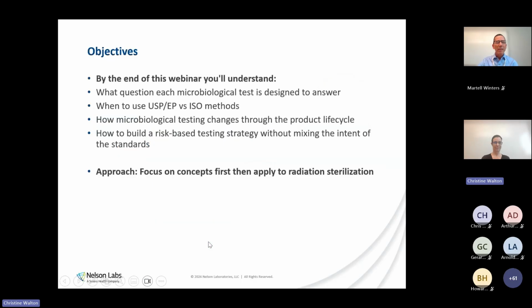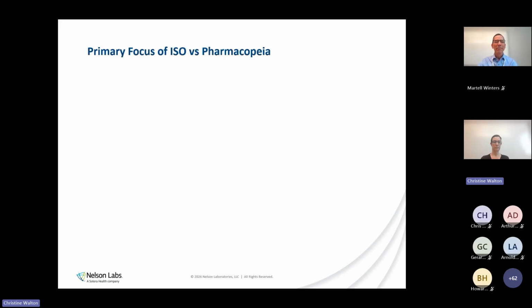Just to give an idea of what we're going to cover here, and Arthur already went through this, the main topics we want to cover. The idea is we're going to focus first on some of the core concepts. So we're not going to talk specifically about radiation for the first little while. We hit some of these really important concepts on test methods, sterilization, etc., and then we'll get more specific into the radiation sterilization side of things.